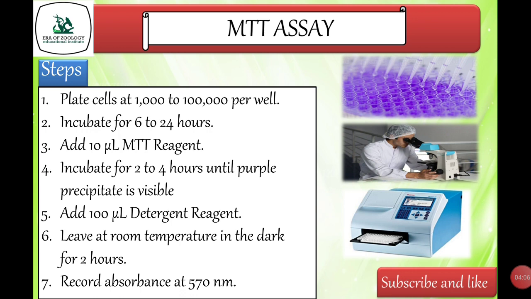After that, in the fourth step, incubate for 2 to 4 hours until the purple color precipitate, which is the formazan, is visible. You have to check carefully whether the purple color formation has occurred or not. Then you have to add 100 microliter detergent reagent and leave at room temperature in the dark for 2 hours. Then record the absorbance at 570 nanometers using the microtiter plate reader.